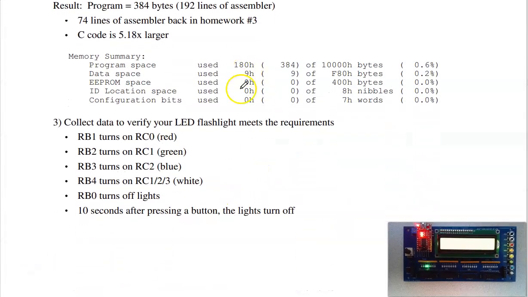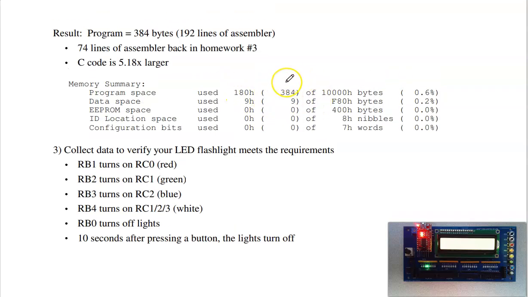When I'm done, my code compiled as 384 bytes. That's 192 lines of assembly. Back when we were doing assembly, it was only 74 lines of code, so the C program is about 5 times larger. That's typical of C. C is typically 3 to 10 times larger than assembly.